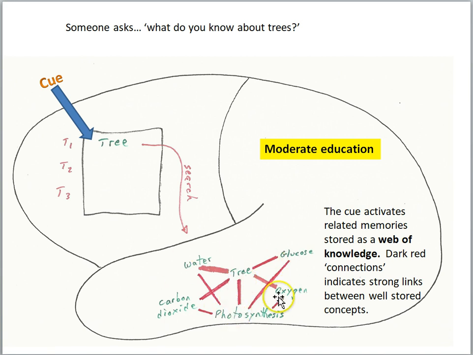They've got a lot of associated concepts that are interlinked. So when they hear the word tree in working memory, the working memory can trigger related concepts and retrieve that information, and that's pretty useful.